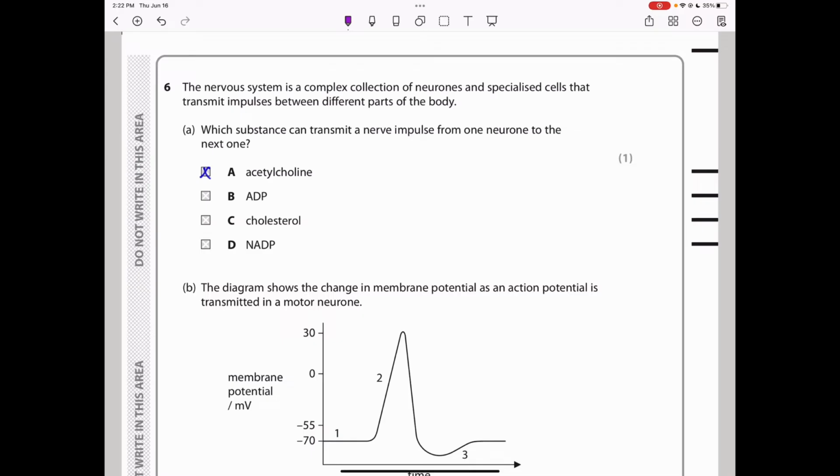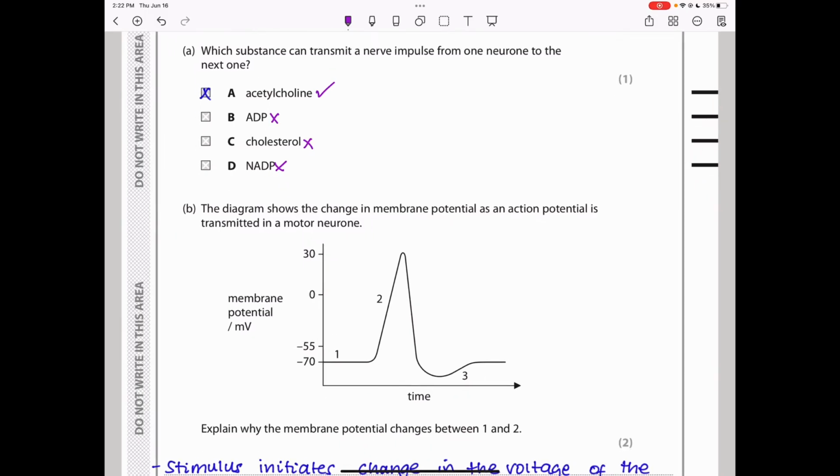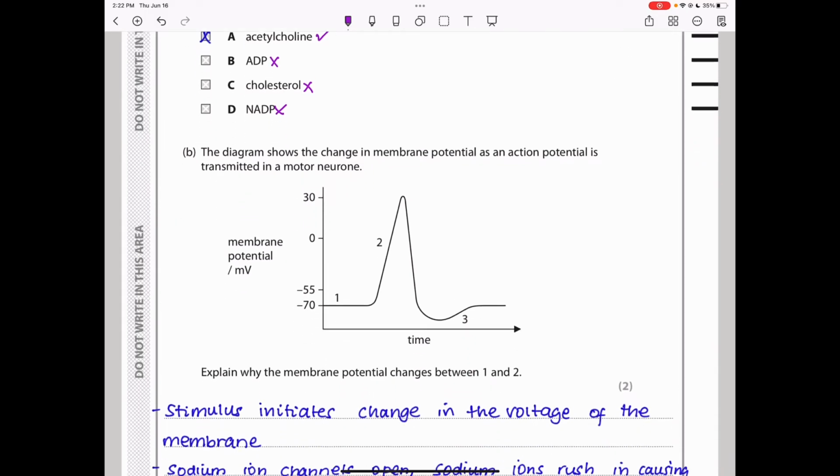Which substance can transmit a nerve impulse from one neuron to the next? So from one neuron to the next, it's not going to be that, it's not going to be that, and it's not going to be that. Of course, this is a neurotransmitter, which is acetylcholine. That is correct.